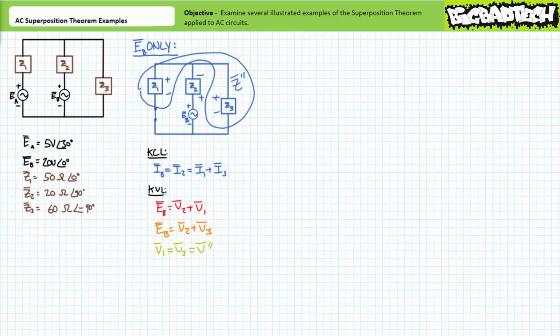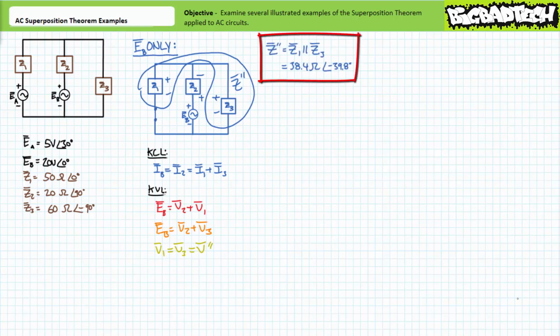These analyses imply that impedance elements Z1 and Z3 are in parallel with one another, a simplification I'm calling Z double prime. The parallel combination of impedance elements Z1 and Z3 presents an impedance of 38.4 ohms at an angle of negative 39.8 degrees. Impedance element Z double prime is in series with impedance element Z2. This is again a perfect setup for the voltage divider rule.